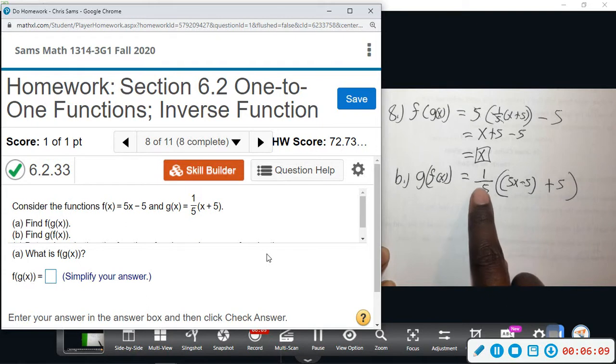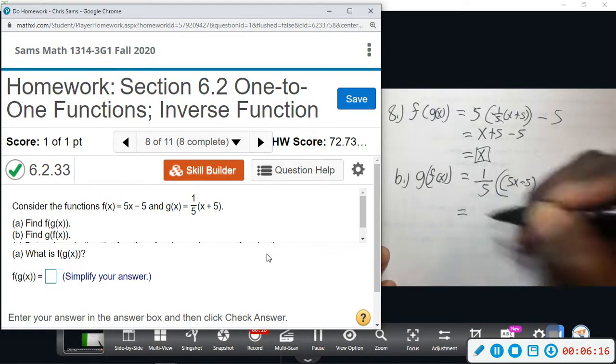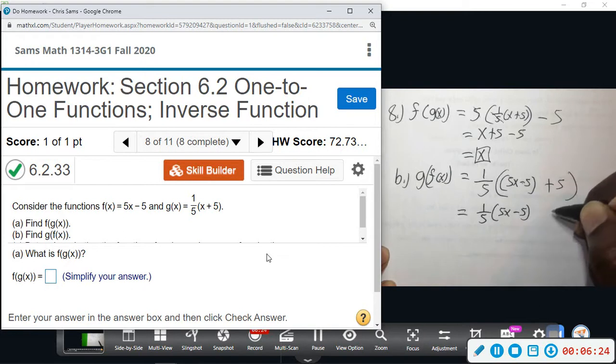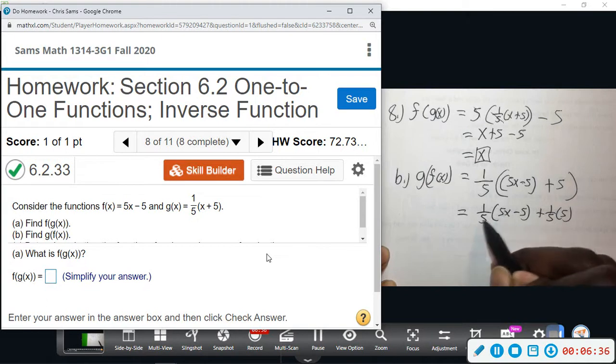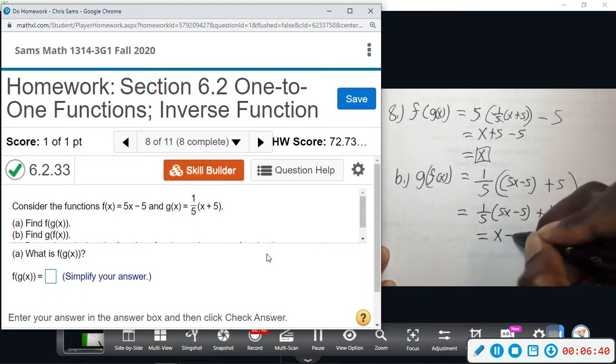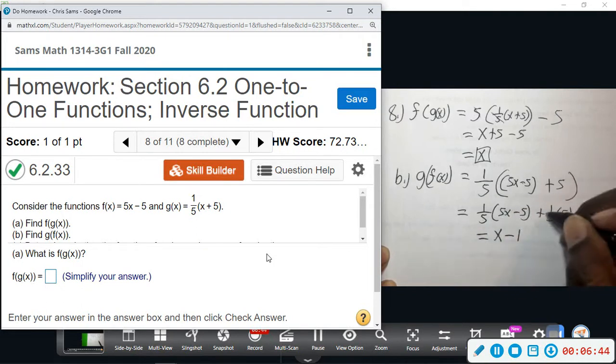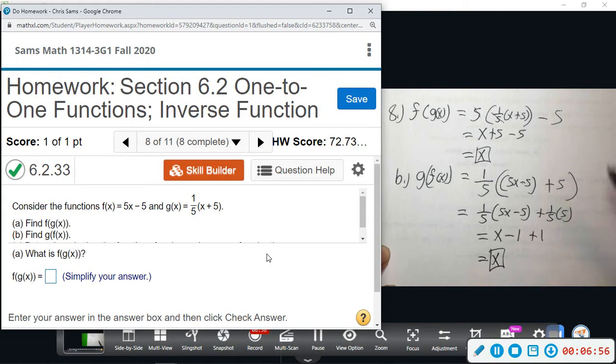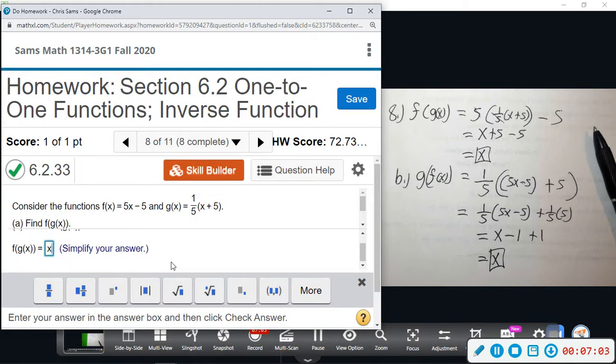Now what we have to do is distribute 1/5 times this and 1/5 times this. That means 1 over 5 times 5x minus 5, and then we also have plus 1 over 5 times this 5. When we distribute 1/5 amongst both of these, it's going to cancel out the 5. So we'll end up with x minus 1, and then 1 over 5 times 5 is plus 1. Minus 1 plus 1 go to 0. So that just leaves us with x. Okay, so they both give us x when we plug them in, so we can definitely say that they're going to be inverses of each other. So f of g of x gives us x.